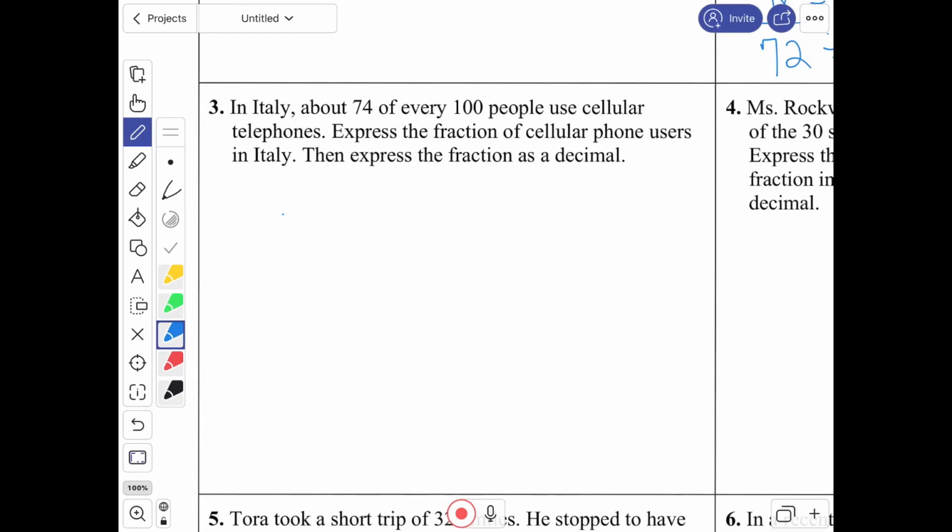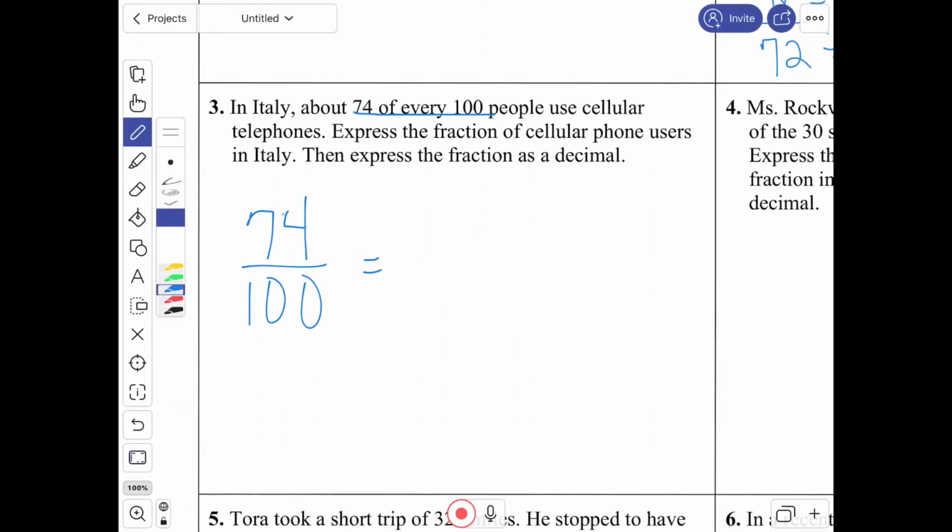Number 3. In Italy, about 74 of every 100 people use cellular telephones. Express the fraction of cellular phone users in Italy. Then express the fraction as a decimal. Well, it says 74 of every 100, so that's 74 over 100. And that's one of our special ones. It's got a denominator of 100, so we just need to write the top number, 74 hundredths, because that means that the last digit is in the hundredths place, 74 hundredths.